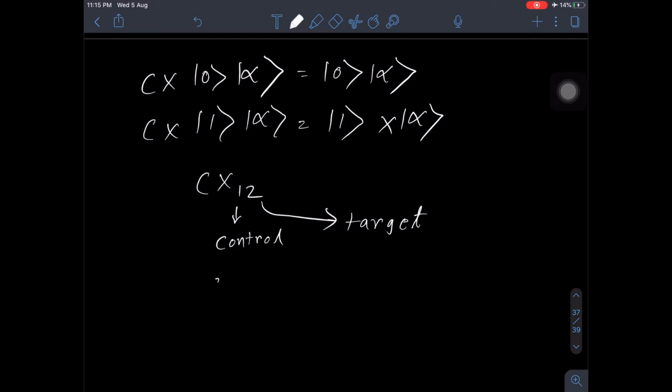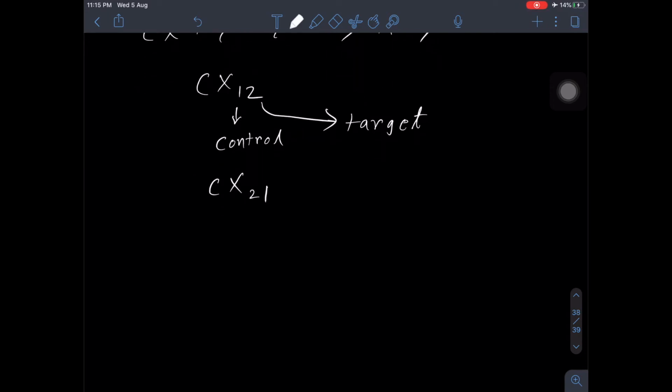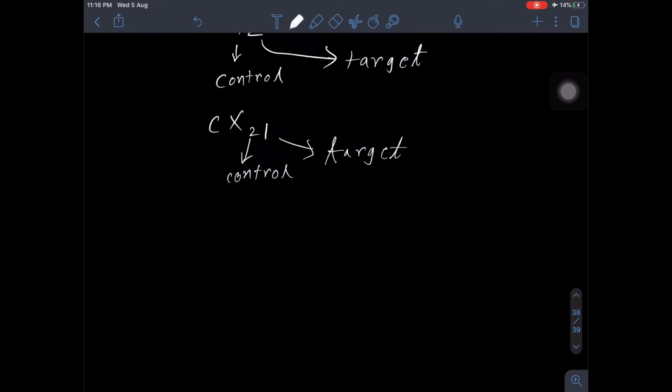Okay, so if I write CX21, then my second qubit is my target qubit and the first one is the control qubit. Okay, sorry, I said it wrong. If CX21, then the second qubit is my control and the first one will be my target. Okay, so let's try to understand what happens.